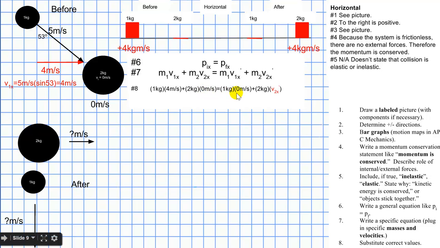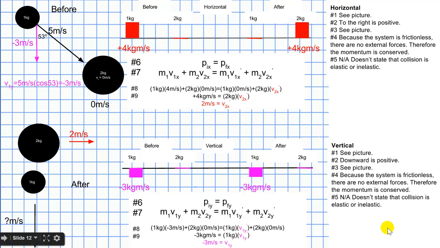Afterwards, the 1 kilogram mass is not moving horizontally, at least, and the 2 kilogram mass is moving horizontally. We're looking for this horizontal component of the 2 kilogram mass's velocity. So since the left-hand side is 4 kilogram meters per second, I set that equal to 2 kilograms times the horizontal velocity of object 2. If I divide both sides by 2, I find that I get a velocity of 2 meters per second for the 2 kilogram mass horizontally. So now we're done with the horizontal part of that.